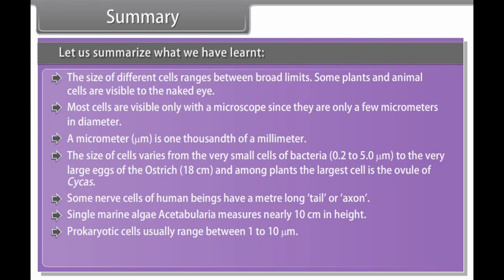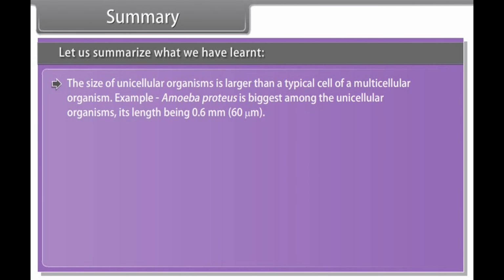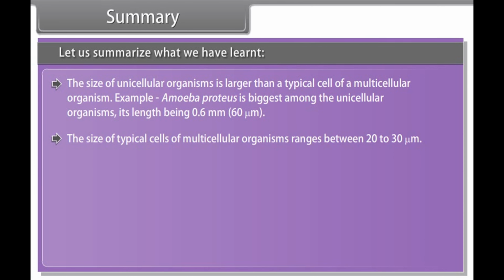Prokaryotic cells usually range between 1 to 10 micrometer. The eukaryotic cells are typically larger, mostly ranging between 10 to 100 micrometer. The size of unicellular organisms is larger than a typical cell of a multicellular organism. For example, Amoeba proteus is the biggest among the unicellular organisms, its length being 0.6 millimeter, that is 600 micrometer. The size of typical cells of multicellular organisms ranges between 20 to 30 micrometer.